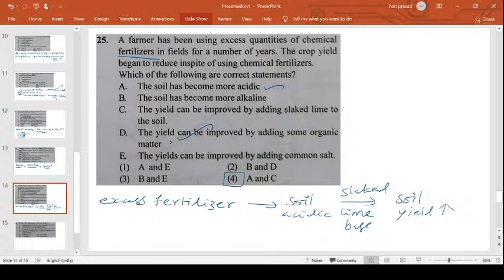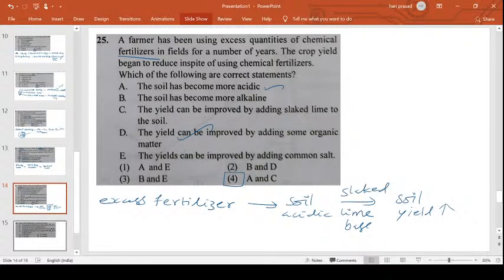Then the yield can be improved by adding some organic matter. Organic matter in the sense, here we have added one possibility: by adding slaked lime base we can neutralize this acid. Slaked lime is not organic matter. Organic matter means some other substances which, on adding, neutralize this acidic character, then the soil becomes normal and gets a high yield, we can say.